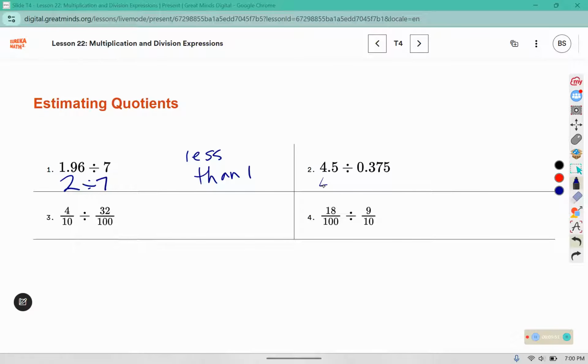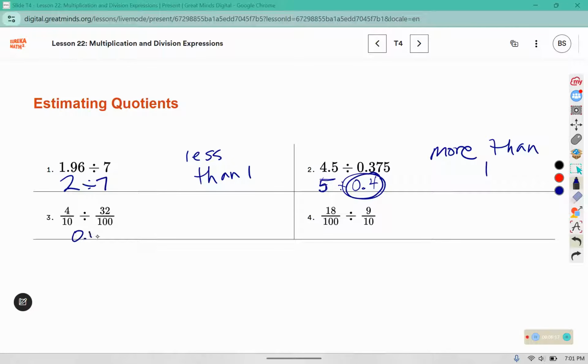This is about 5 split into sections that are about 0.4. Are you going to get more than one section that's 0.4 out of 5? Yeah, you can get multiple 0.4s to make a 5. So this is going to be more than 1.